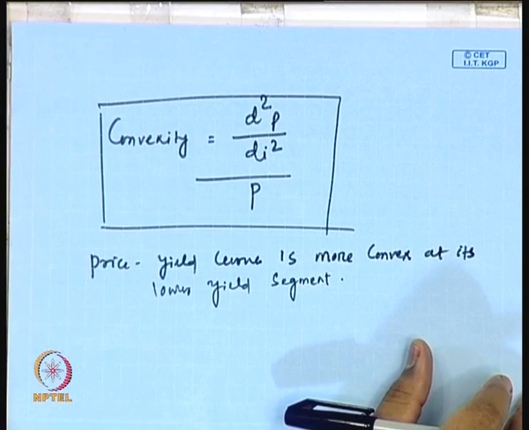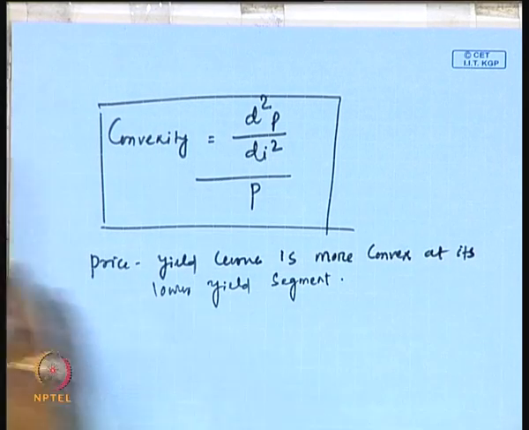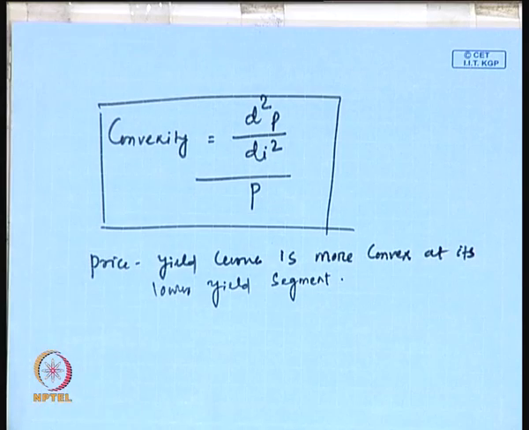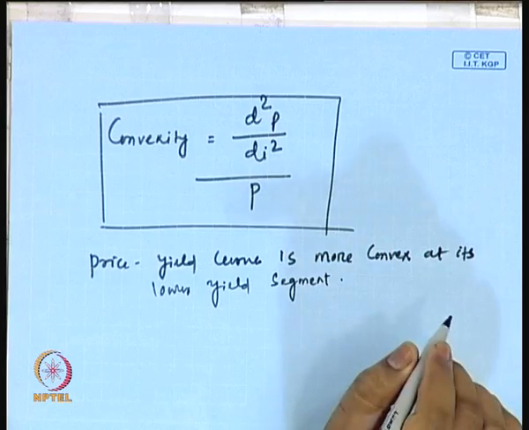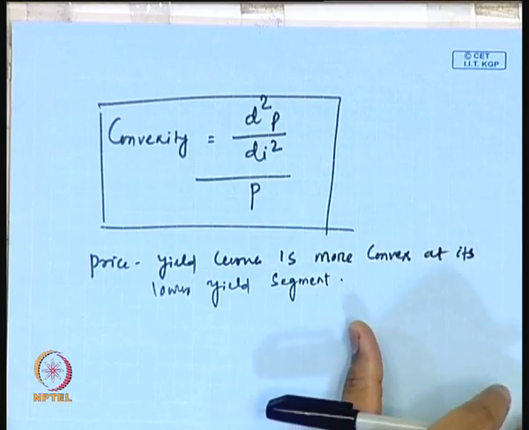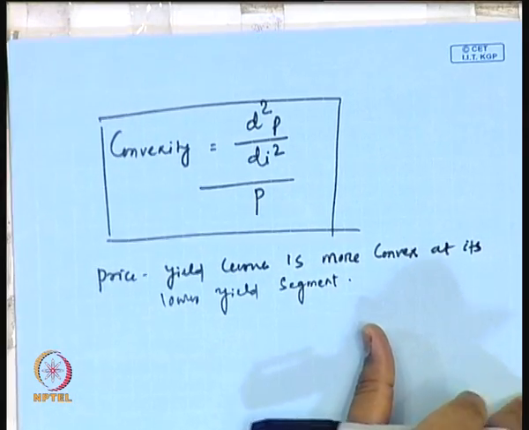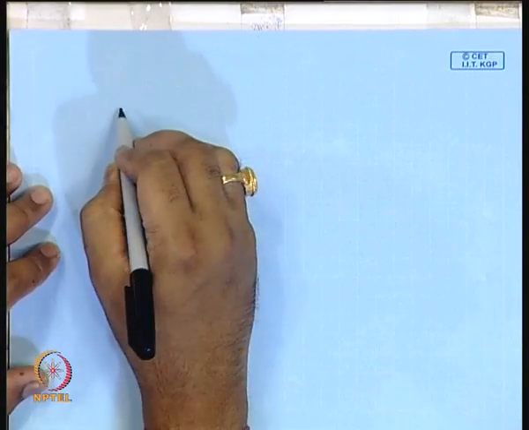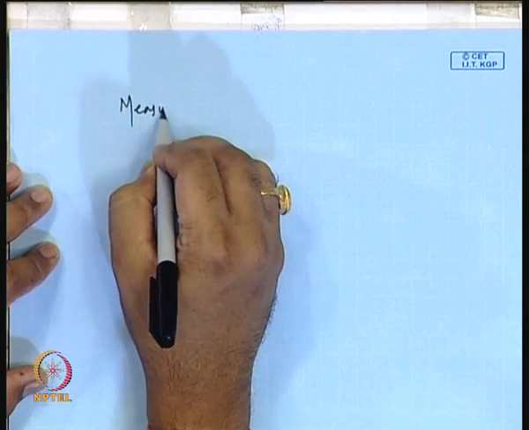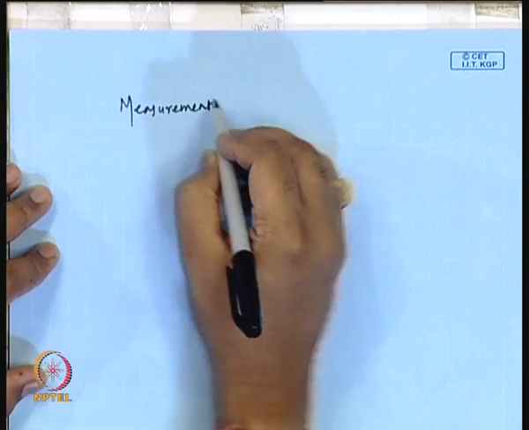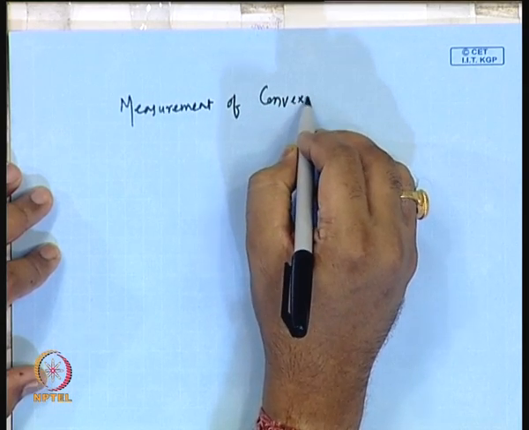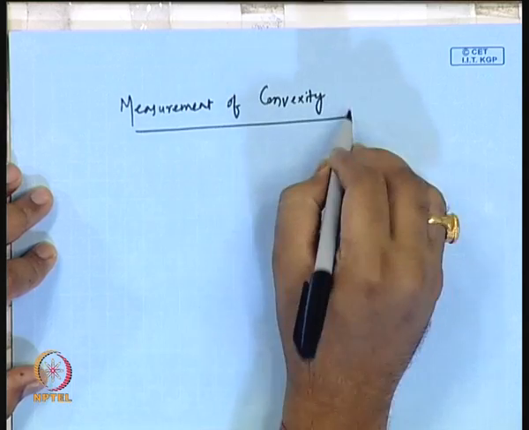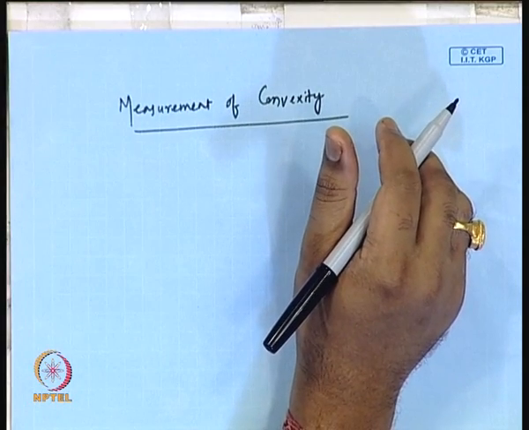So, this is the definition of the convexity and how this convexity can be measured. If you want to compute or measure this convexity, how can we measure it? Let us call it the measurement of the convexity. How can the convexity be measured?